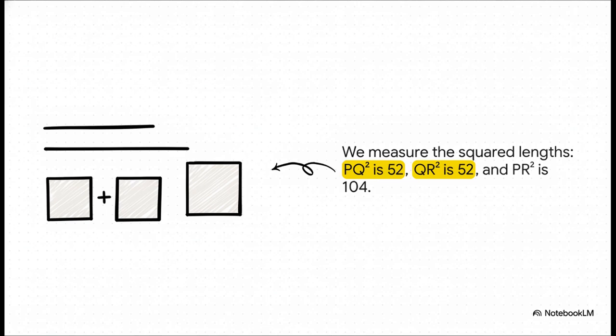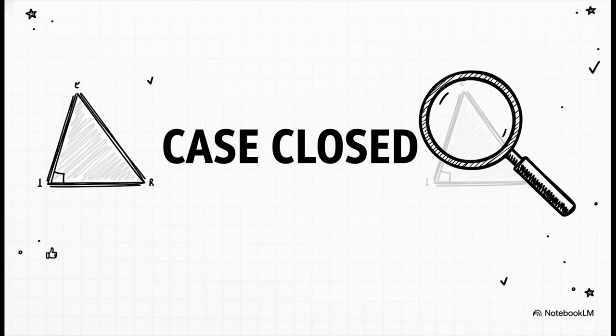But look at that. Two sides have the exact same squared length. And you know what? That's all the evidence we need. Since two sides are equal in length and it has a right angle, we can officially close this case. Our final verdict: PQR is an isosceles right triangle.